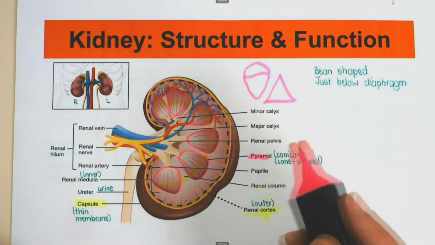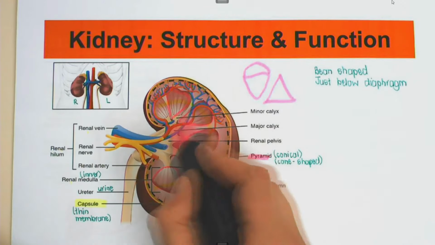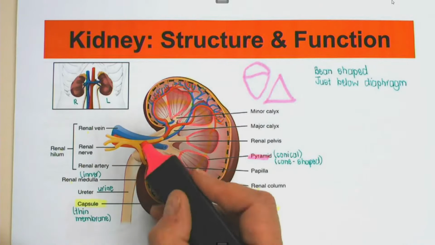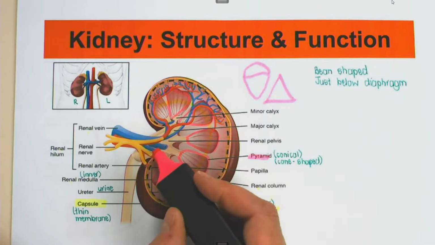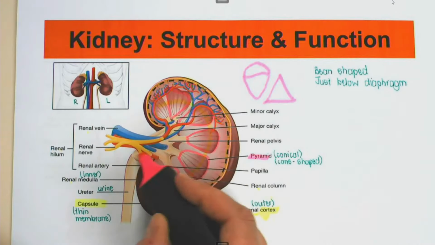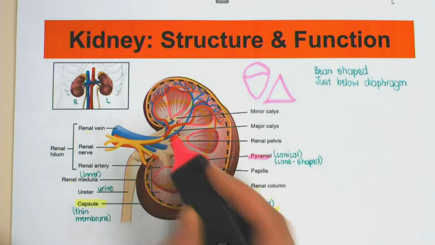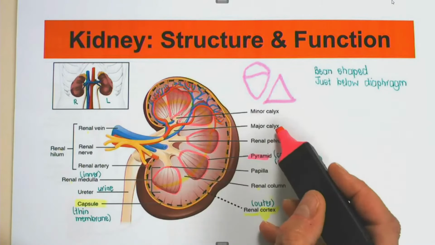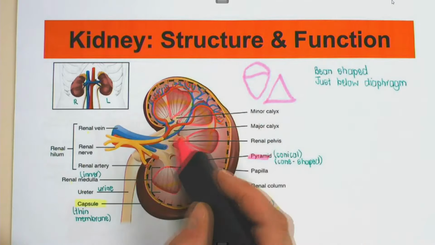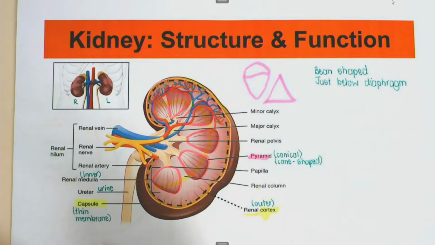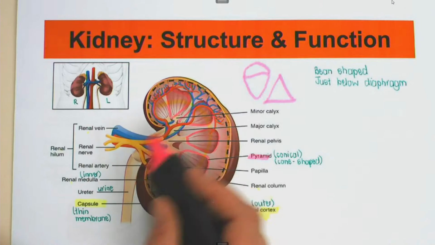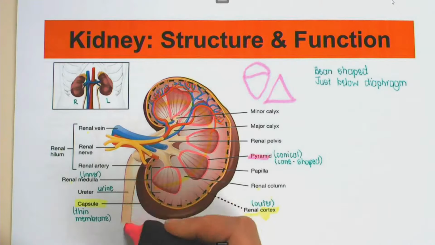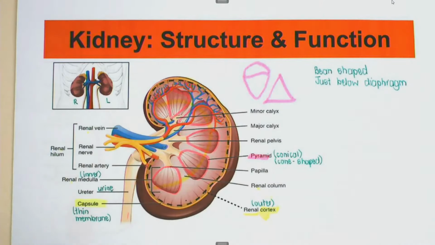Now the next thing that's important here, these structures where the pyramid goes into this bigger area underneath those renal veins and renal nerve and renal arteries, that section that you see, that cream section there, is called the pelvis. So the major and the minor calyx just open up here in the pelvis. And there the pelvis collects all the fluid, the urine, and then it goes down the ureter to the bladder. And this is where the urine goes.